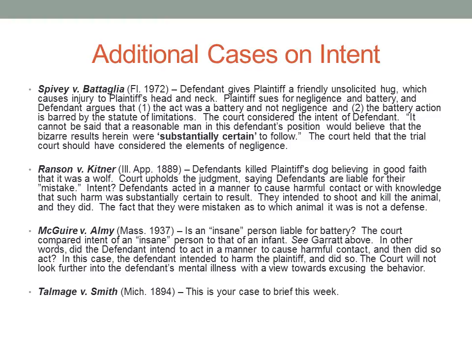So the court looked at this case and looked at the intent of the defendant and said that it cannot be said that a reasonable man in this defendant's position would believe that the bizarre results herein were substantially certain to follow. In other words, this is such a weird and bizarre injury from someone trying to hug someone else that the court thinks that there's no way he could have known that the harm was substantially certain to follow.